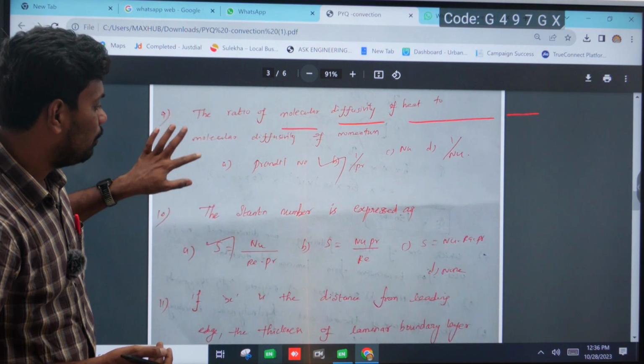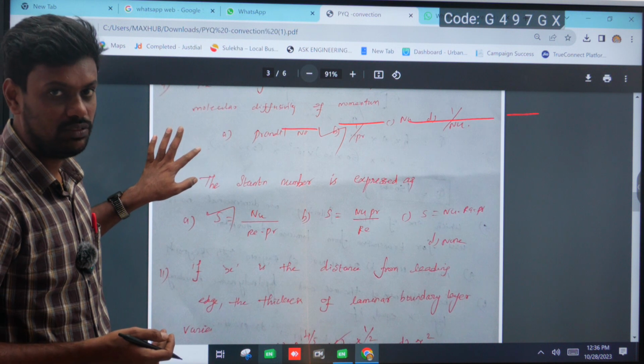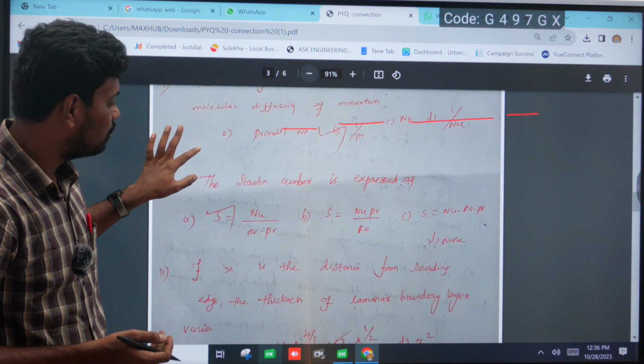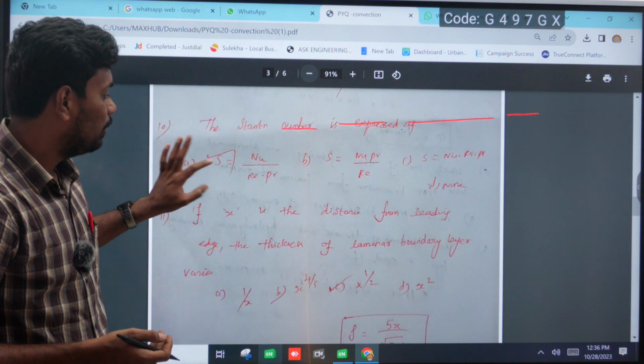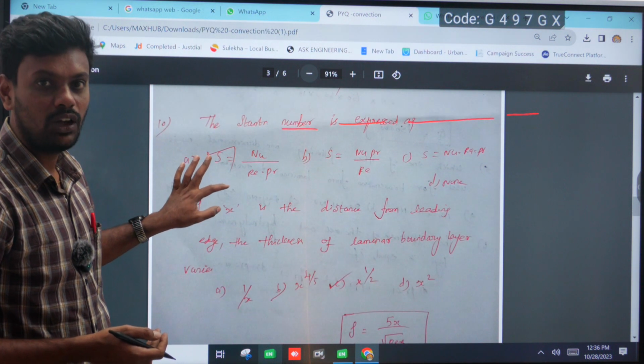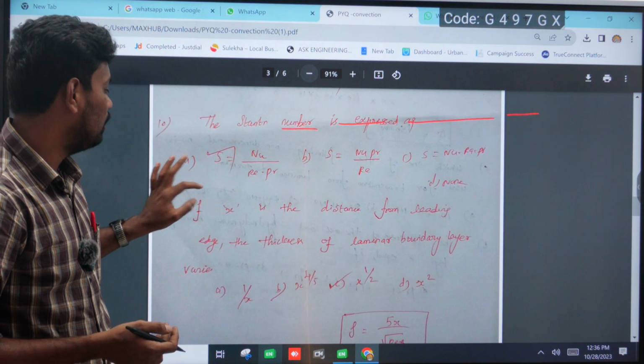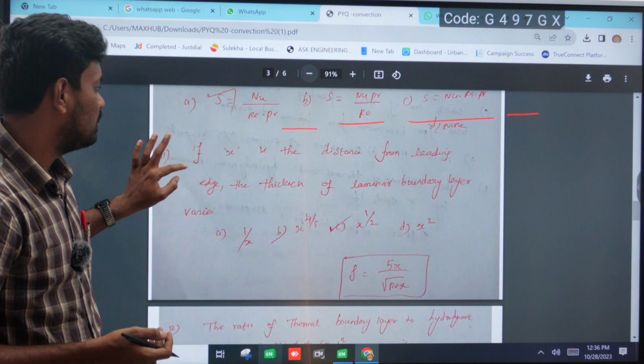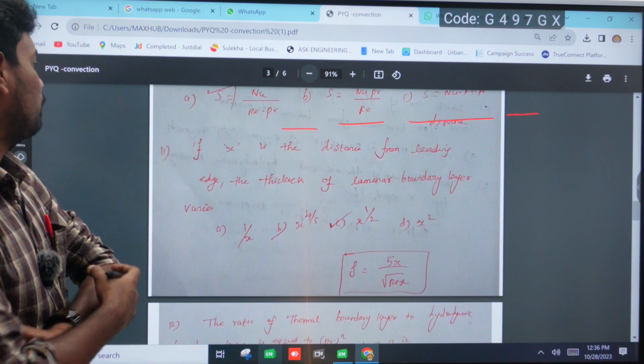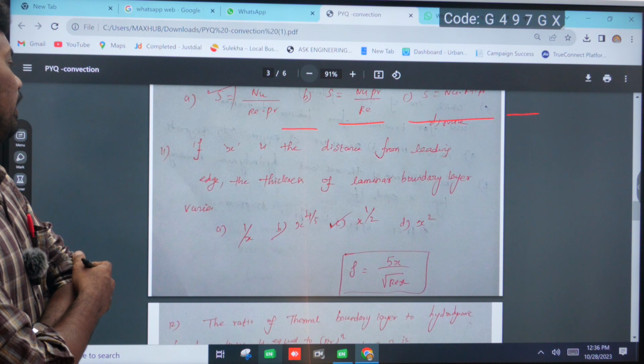The Stanton number also we have seen in the lecture videos. If you see, you can easily identify the answer for this. Stanton number is the Nusselt number over the product of Reynolds number and Prandtl number. Okay, next, if x is the distance from the leading edge, the thickness of laminar boundary layer varies.